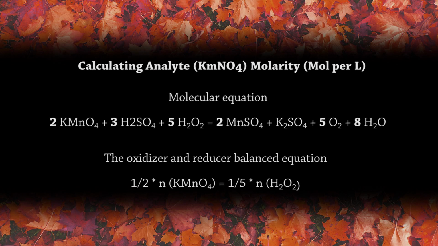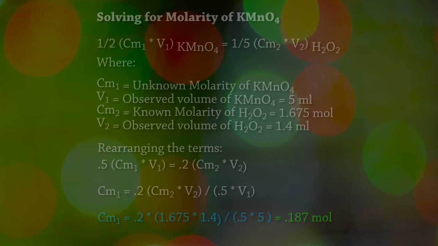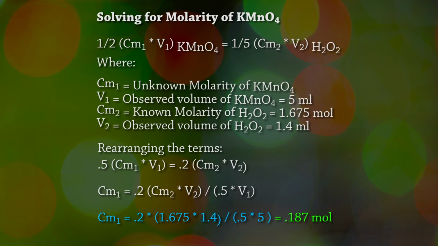The former acts as an oxidizer and the latter as a reducer in this context. The equation detailing a balanced interaction, or redox of the 2 components, appears at the bottom of the slide. We'll use this equation to solve for our chief unknown, the molarity of potassium permanganate.